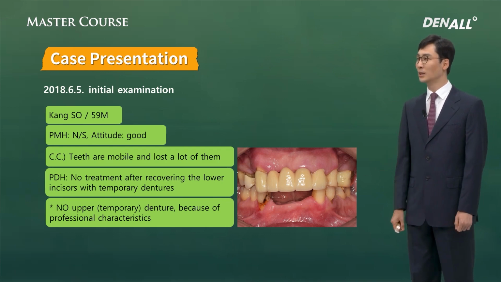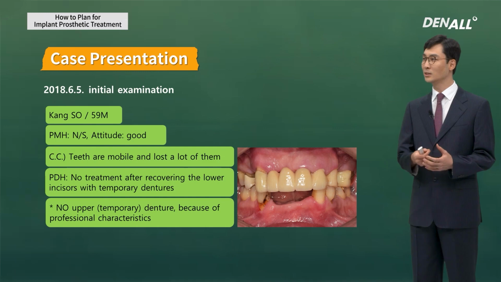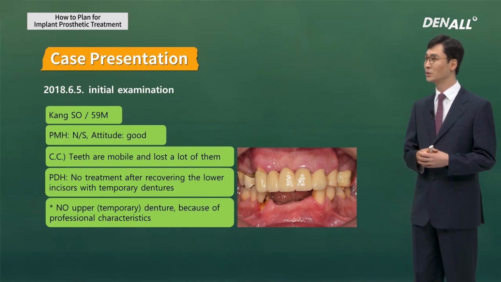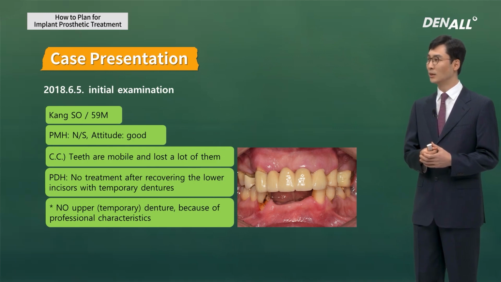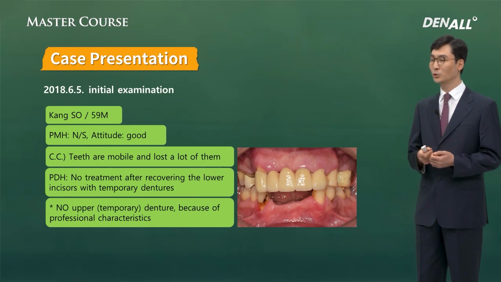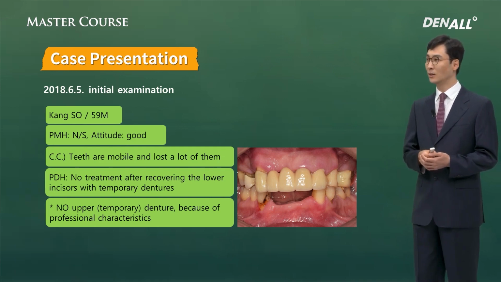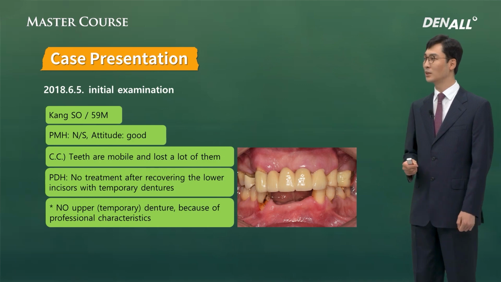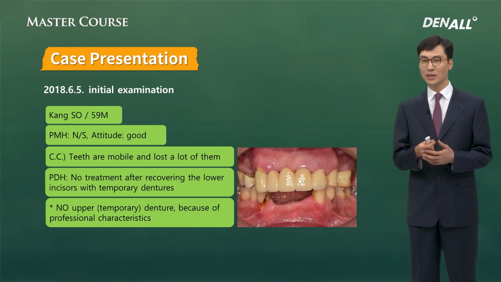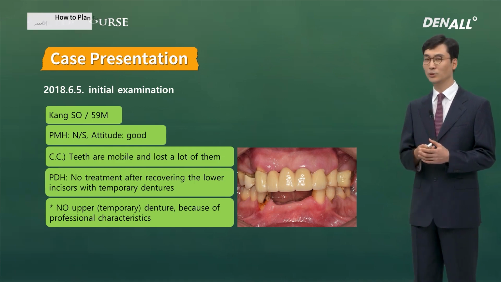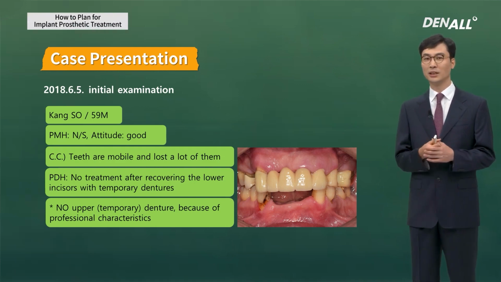This is a 59-year-old male patient. The patient was very gentle and very cooperative. The patient's chief complaint was that multiple teeth were missing, and among residual teeth, some of them were mobile. The patient continued to delay the treatment and then came to the dental clinic. You can see that in the lower, all teeth are missing. He received a temporary flexible denture, and after that, he didn't receive any treatment.